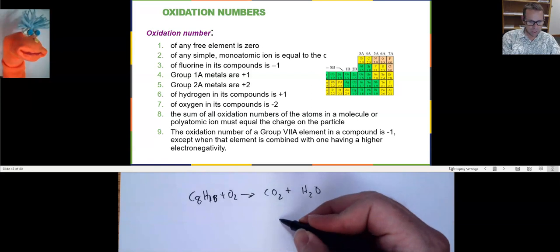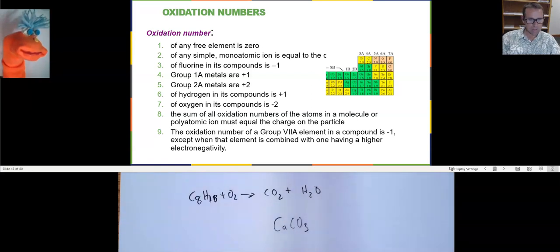So for another example, here's a compound, CaCO3. All right, what's the oxidation number of the calcium, carbon, and oxygen in calcium carbonate? So here's how we do this. First of all, we're given a list of rules. Now, these rules tell us oxidation numbers for some common scenarios or some common elements. Okay?